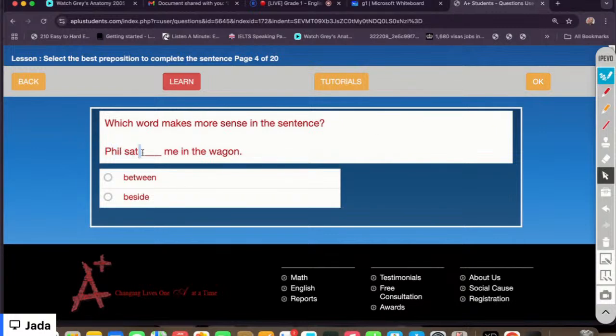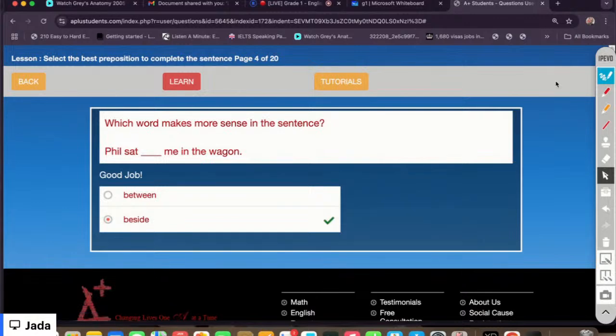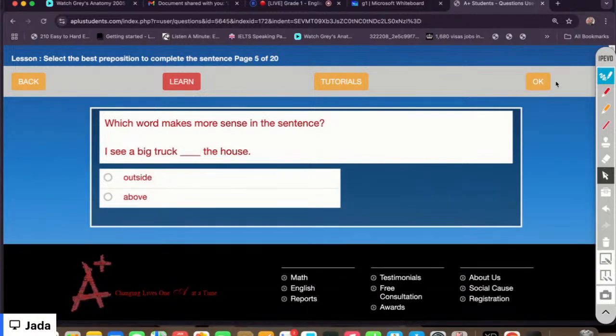So we have Phil sat dash me in the wagon. Between or beside. So Phil sat between me in the wagon or beside me in the wagon. So if you're saying between, it has to be between Phil and someone else. But if there's nobody, so it's going to be Phil sat beside me in the wagon. Okay. So if there's nobody there, just one person, it will be Phil sitting beside.